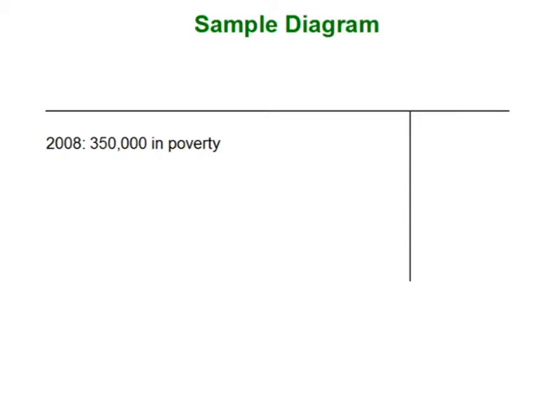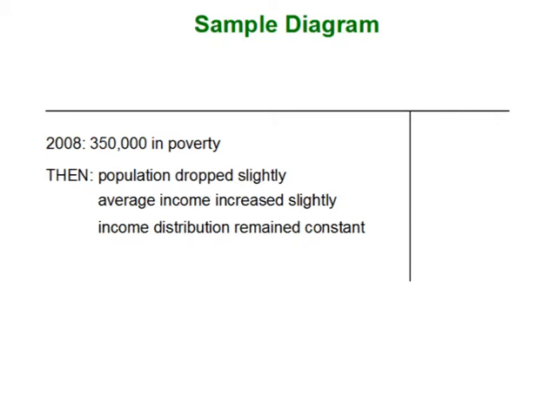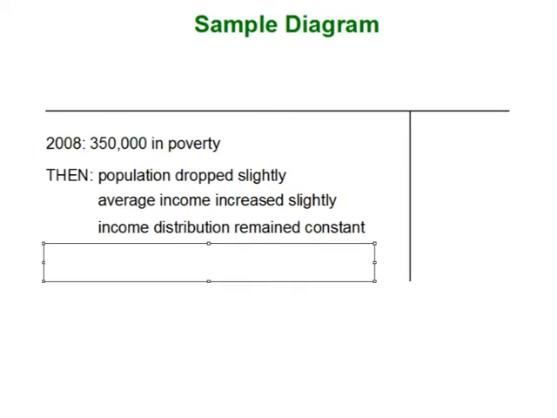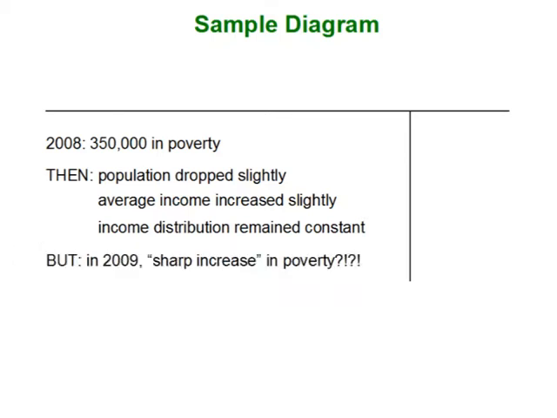So what we know is that in 2008, there were 350,000 in poverty. Then, and there's all these increases, there's average, there's distribution, there's some decreases. It's very important, again, just to stay organized and do whatever you need to take some shorthand notes to understand the relationship of these things and isolate that contradiction before you go to the choices. So, we have a certain number in poverty, population goes down, average income goes up, and income distribution remains the same. Finally, a sharp increase in poverty.